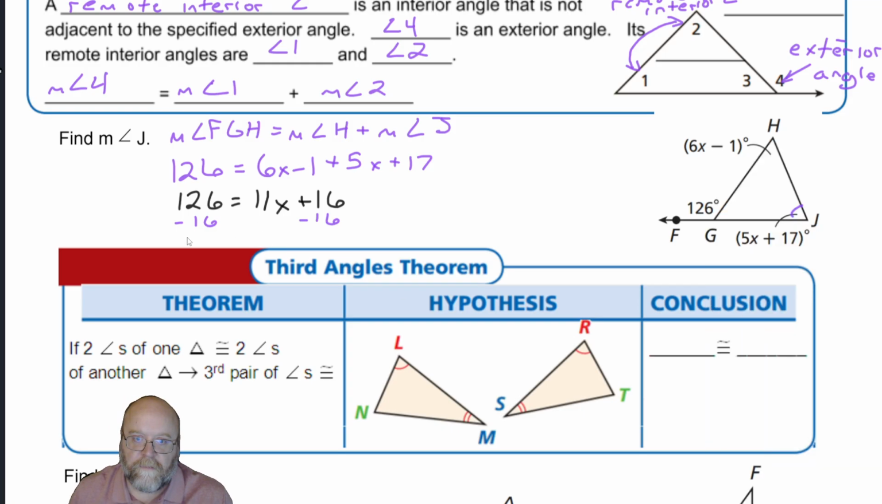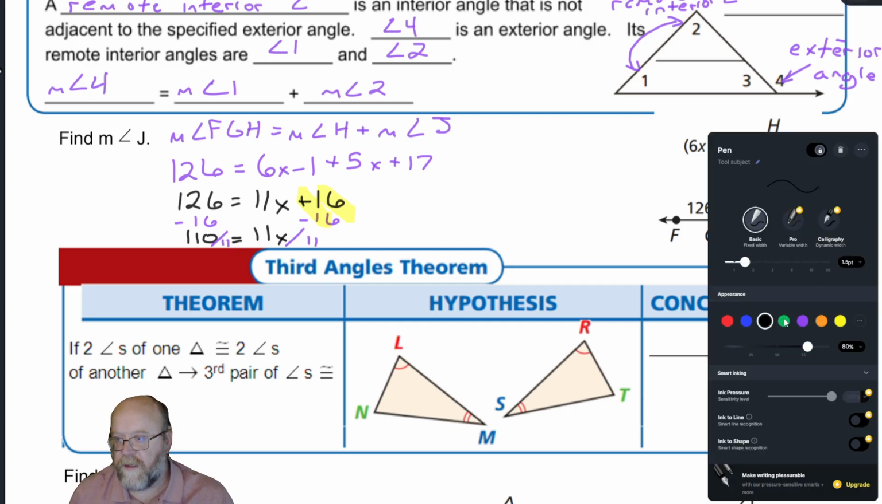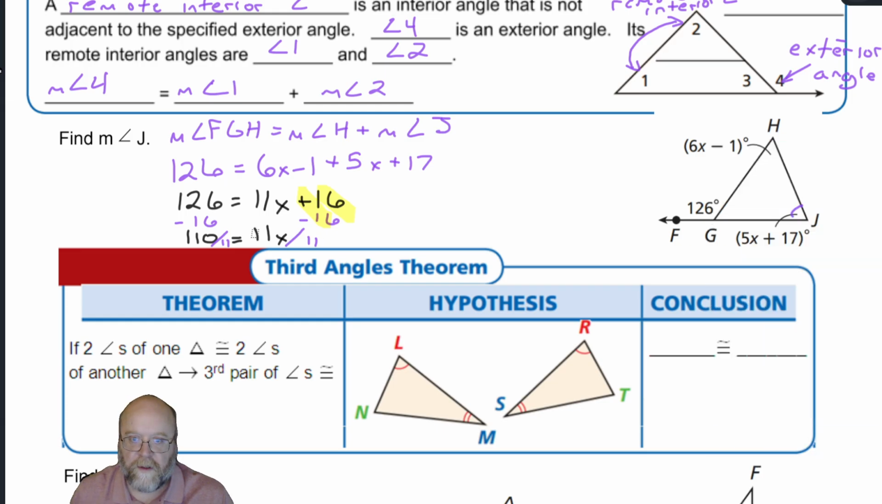You end up with, I'm trying to let you guys do it ahead of me right now, 110 is equal to 11x. Why did we subtract 16? To get rid of this. And you're going to divide by 11. Divide both sides by 11. You can't just divide one side. Why did I do that? Well, that gets rid of this. I hope that makes sense. It should make sense by now. 10 is equal to x.